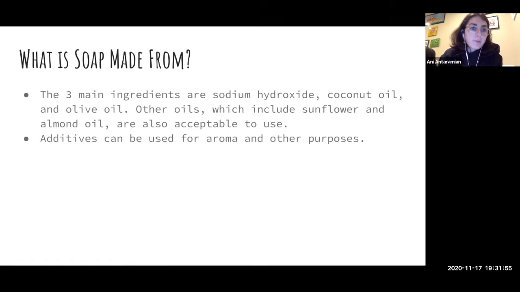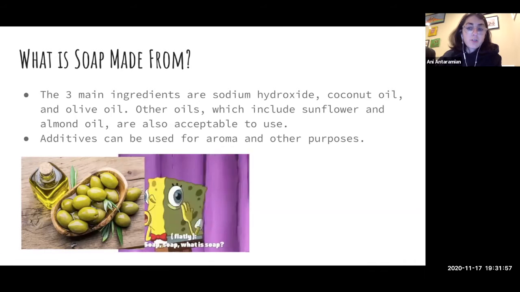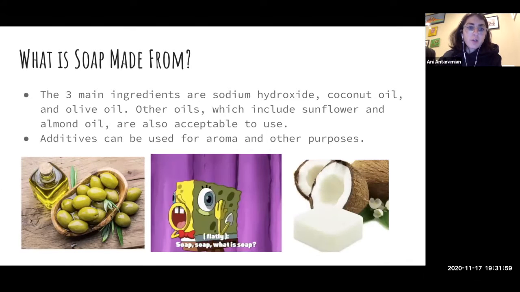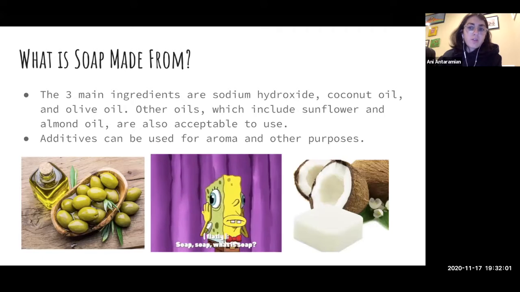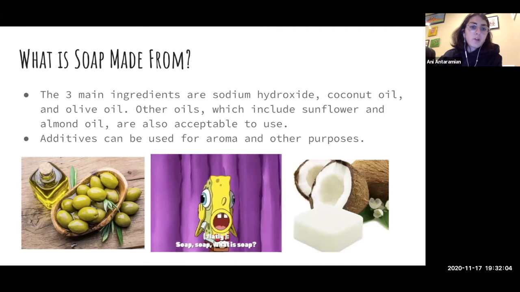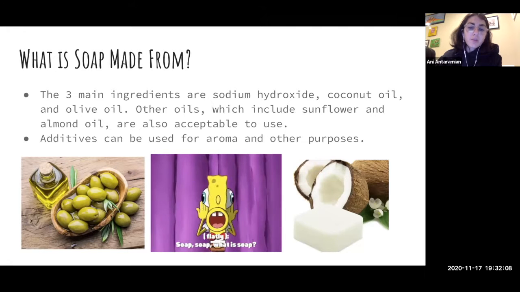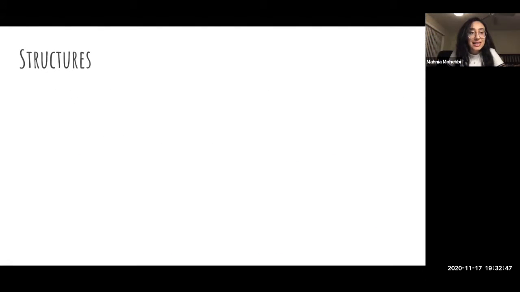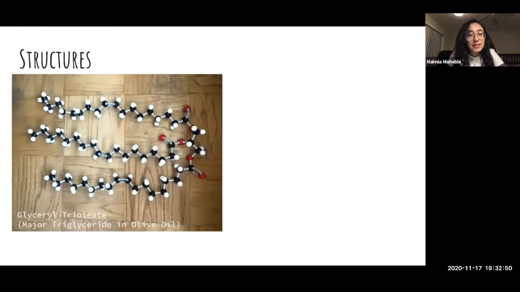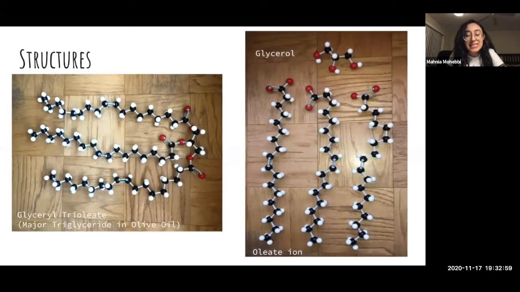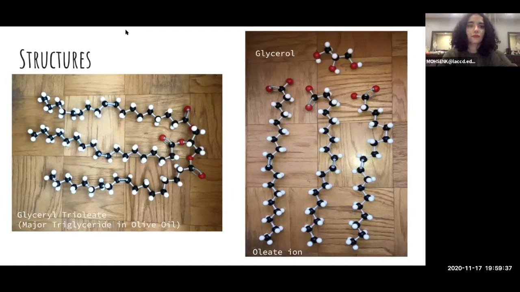What is soap made from? The three main ingredients are sodium hydroxide, coconut oil, and olive oil. Other oils such as sunflower oil and almond oil are also acceptable to use. Additives can be used for aroma and other purposes. Let's get into structures. On the left side, we can see the structure of our starting material, which is glycerol trioleate, and that is the major triglyceride in olive oil. And on the right side, we can see the structure of our products, which are glycerol and oleate ion.